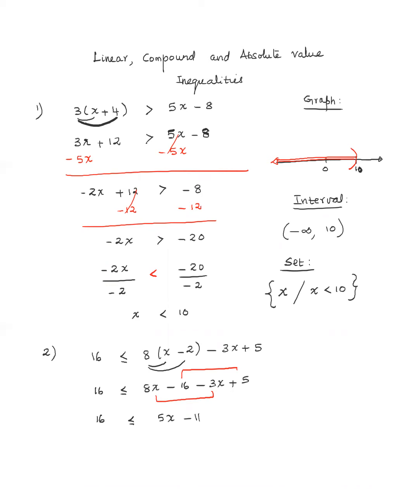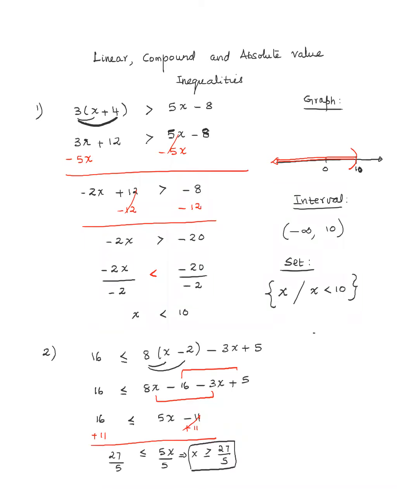So add 11 to both sides. So we get 27 is less than or equal to 5x. Divide by 5. So we get x is greater than or equal to 27/5.